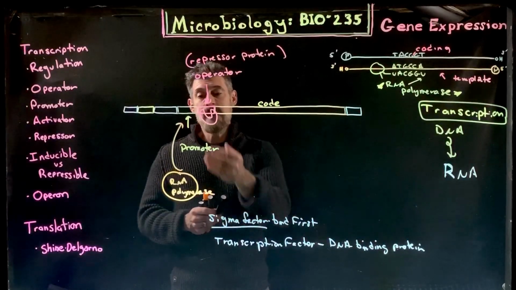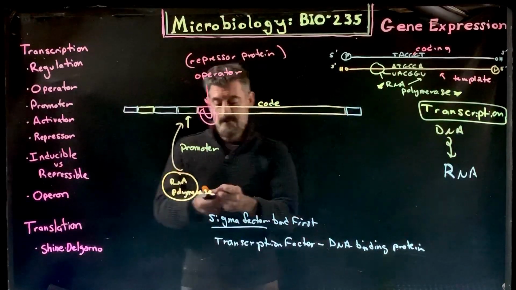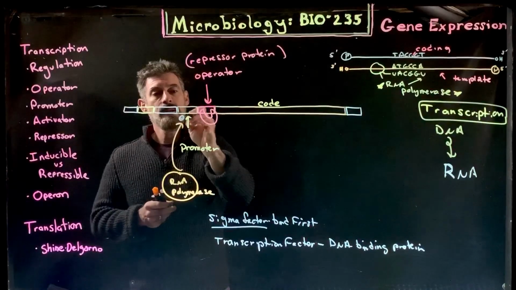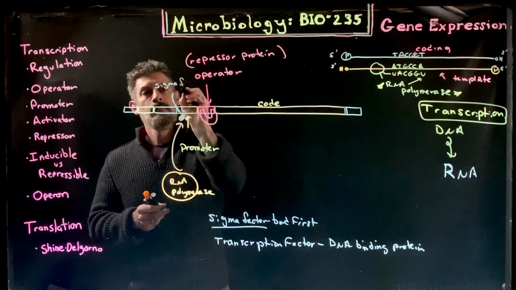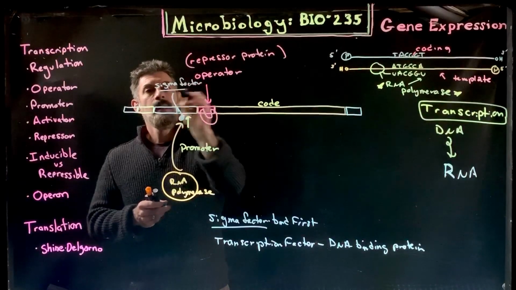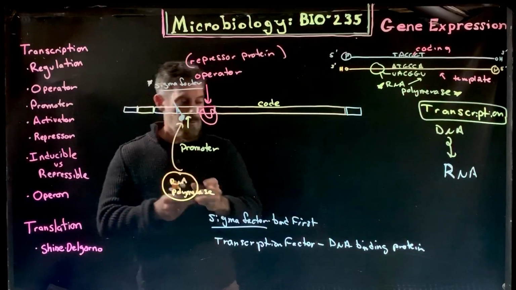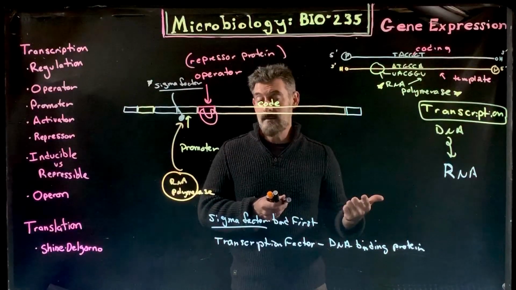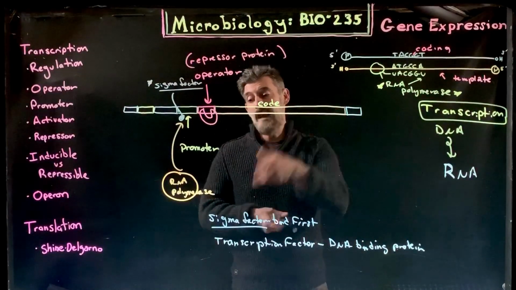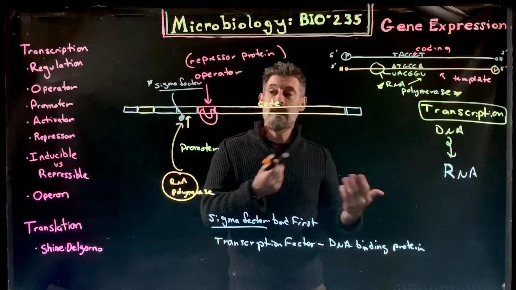And having a sigma factor bind to the promoter first also provides a level of control. So if we don't have the sigma factor, or if we block the sigma factor from its ability to bind, then we can't bind the DNA polymerase, and then the process can't occur.